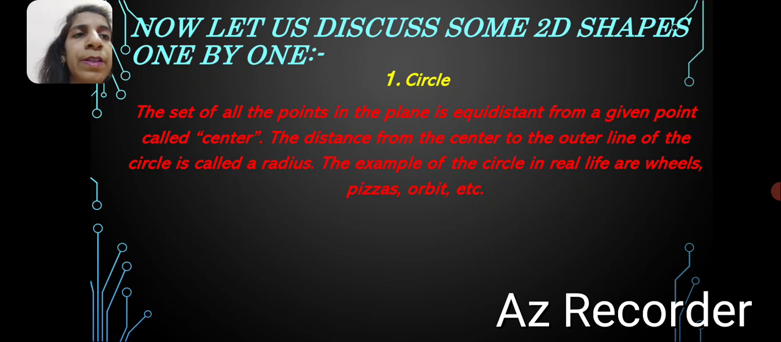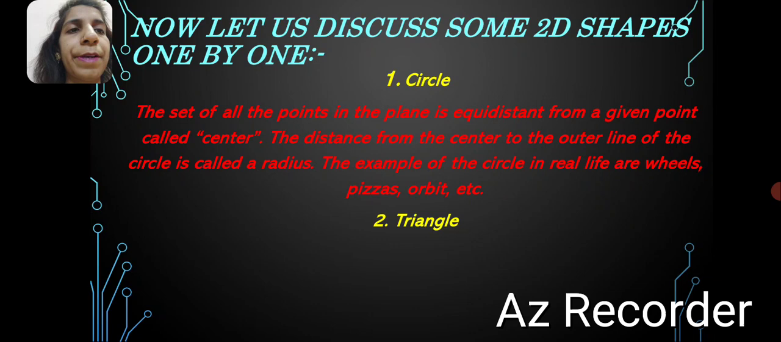Examples are given. Examples of a circle in real life are wheels, pizza. Everyone likes to eat pizza, yes or no? Orbit, etc. If you know many more examples of a circle, let me know in the comment box. Okay, let's move further.